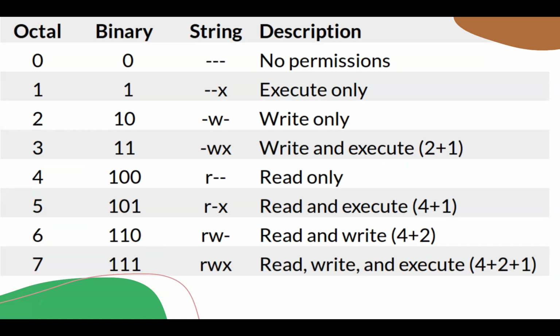The user categories are always in user, group, and other order. So once you determine the octal value for each category, you specify them in that order only. For example, read, write, execute for user, read and execute for group, and just read for others. You would specify chmod 754, a space, and then the file name.